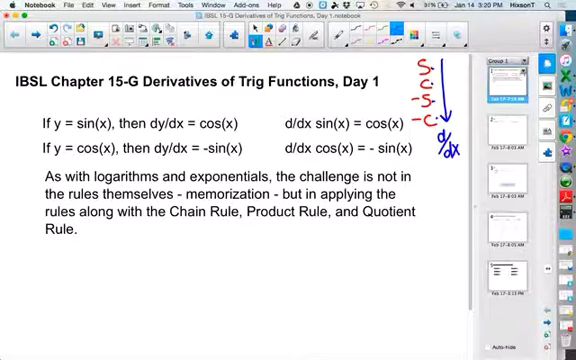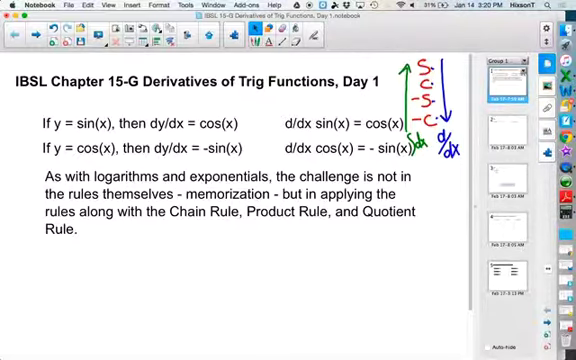Later on, we're going to look at integrals, and the integrals actually work backwards. So the integral of sine is negative cosine. The integral of negative cosine is negative sine. Integral of negative sine is cosine. Integral of cosine is sine. So that works backwards there. That's just an easy way of remembering it. So hopefully that's helpful. Let's look at actually using these, because that's really where the challenge lies.